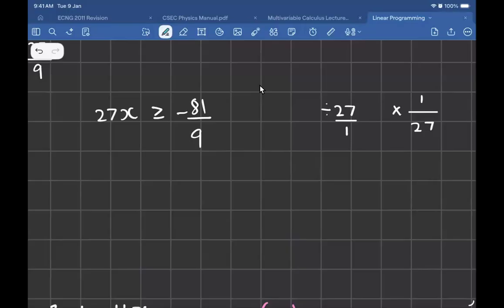You got to think about it. Watch. If you decide to divide by 27 on both sides, then that means you're multiplying by 1 over 27 on both sides. Watch. And this is how it would look.